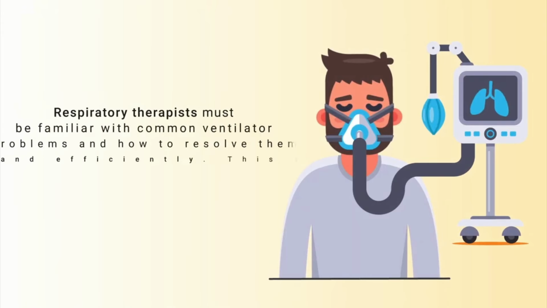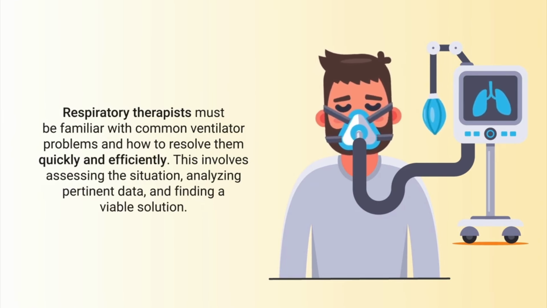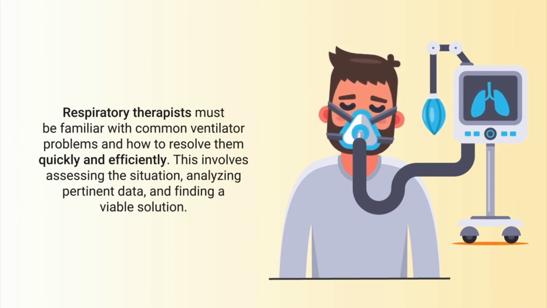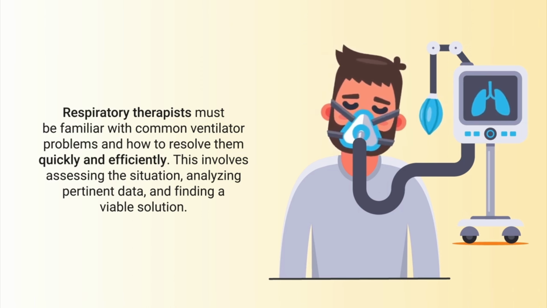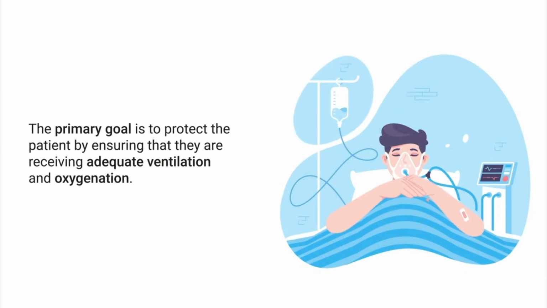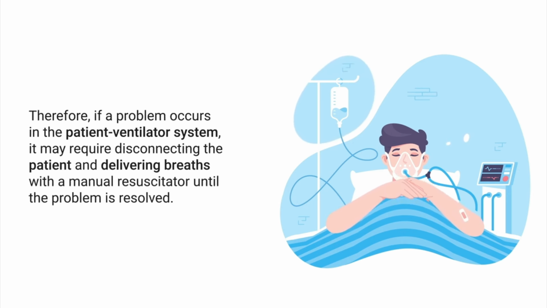But again, respiratory therapists must be familiar with common ventilator problems and how to resolve them quickly and efficiently. This involves assessing the situation, analyzing the pertinent data, and finding a viable solution, which means that you must always remember the primary goal is to protect the patient by ensuring that they are receiving adequate ventilation and oxygenation. Therefore, if a problem occurs in the patient ventilator system, it may require disconnecting the patient and delivering breaths with a manual resuscitator until the problem is resolved.